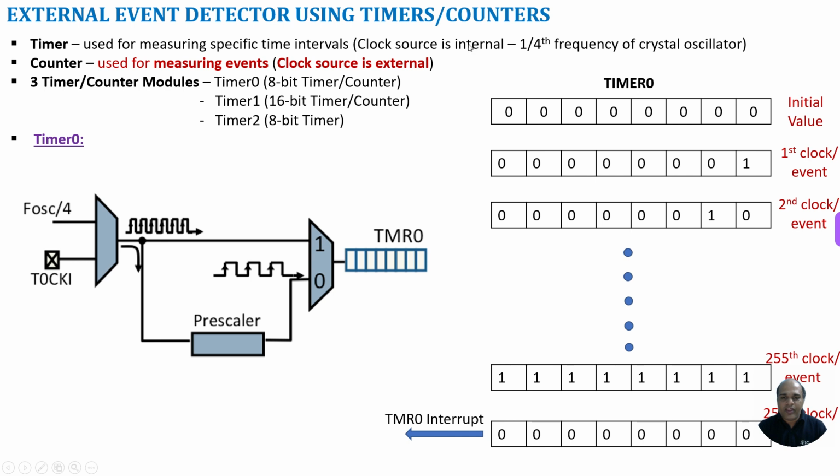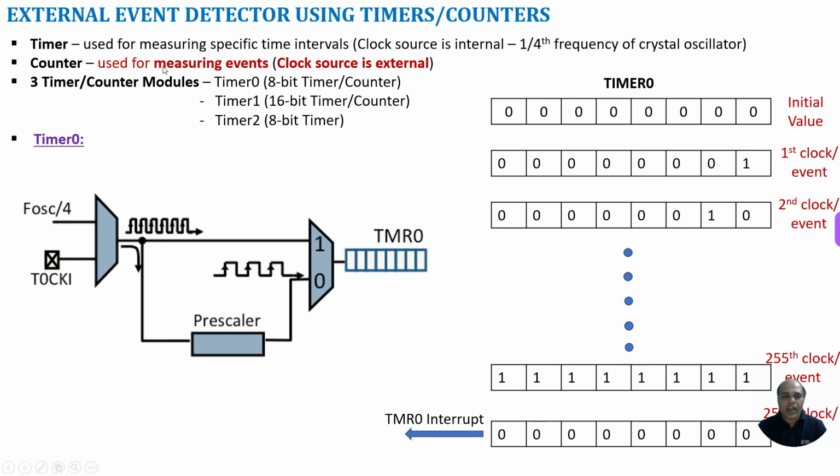For example, if I connect a 20 MHz crystal to the microcontroller, it is internally divided by 4, so it becomes 5 MHz. So the timer register incrementation happens at 5 MHz. Whereas in case of a counter mode, we are going to measure external events, where the clock source is external. Clock source in the sense I am talking about the external event which is going to come from outside. This external event will be used for incrementing your timer register content.